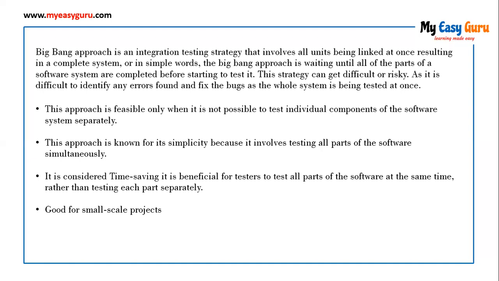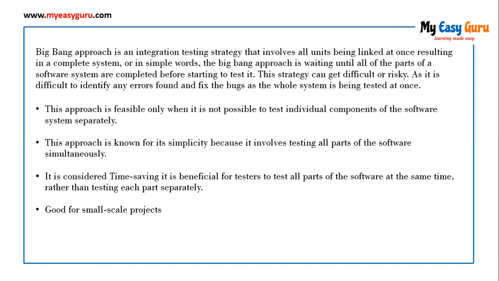So why is this strategy difficult? Because it is difficult to identify any error found and fix the bug as the whole system is being tested at once. So this approach is feasible only when it is not possible to test individual components of the system. This approach is known for its simplicity because it involves testing all parts of the software simultaneously.